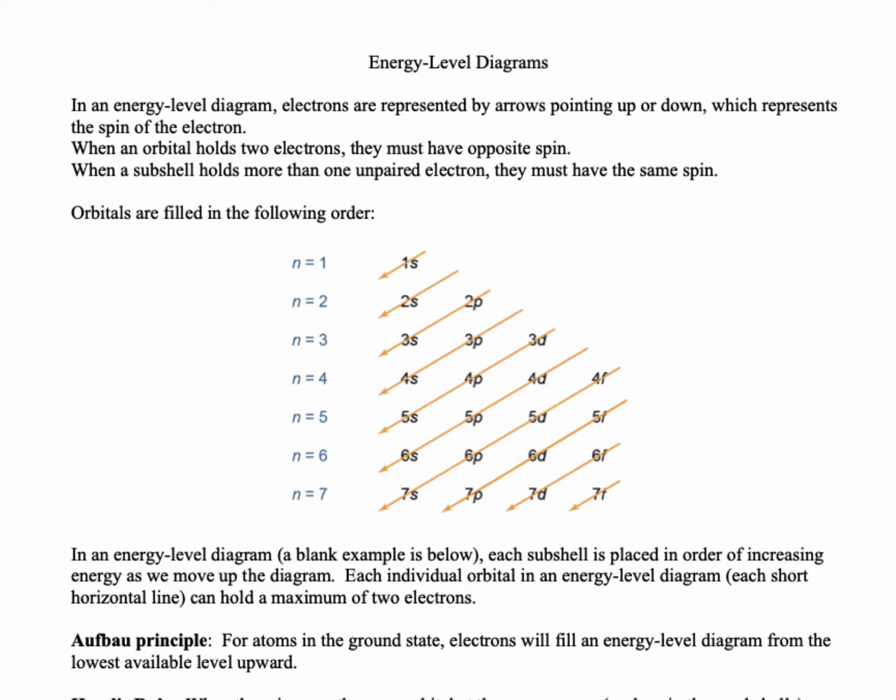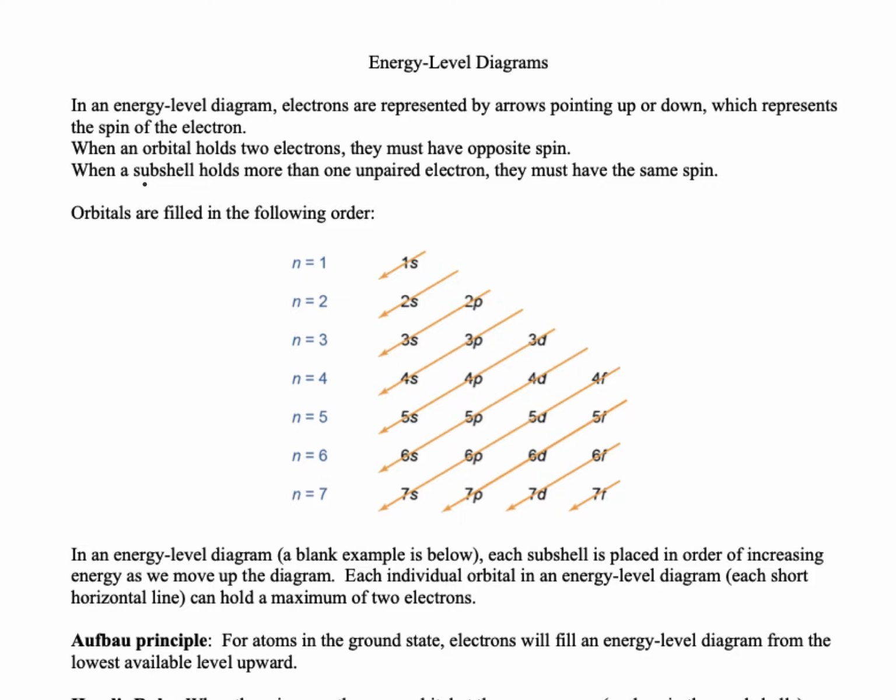In an energy level diagram, electrons are represented by arrows pointing up or down. We're going to make an energy level diagram for several atoms. Electrons will be represented by arrows pointing up or down, representing the spin of the different electrons. If an orbital holds 2 electrons, it must be true that they have opposite spin, so one up, one down.